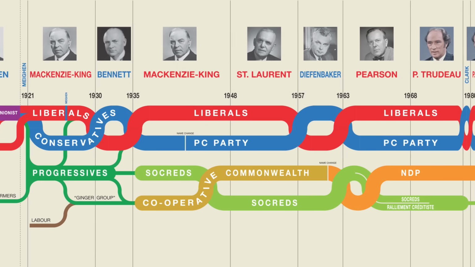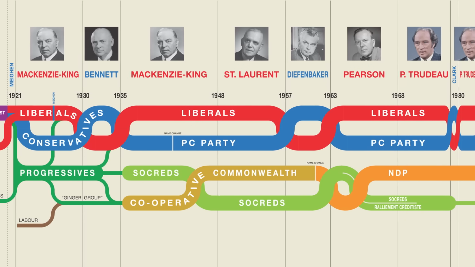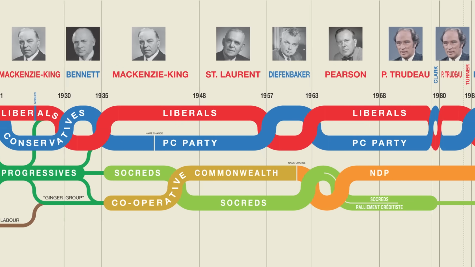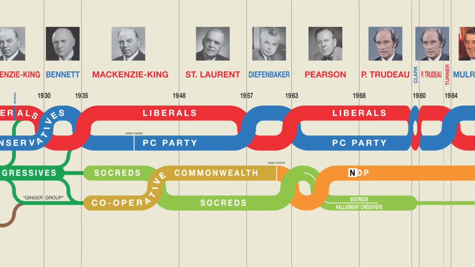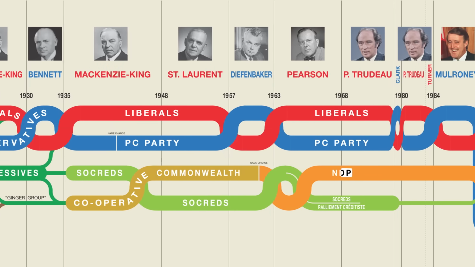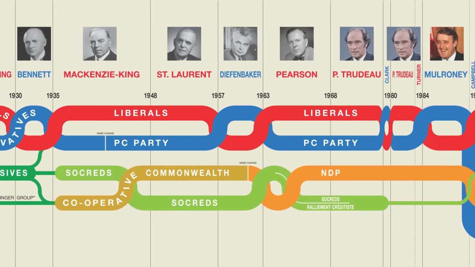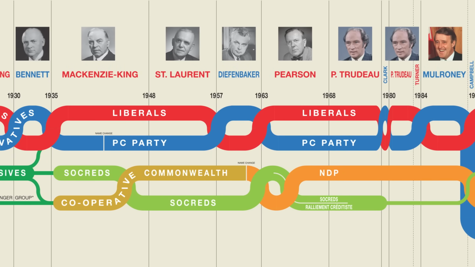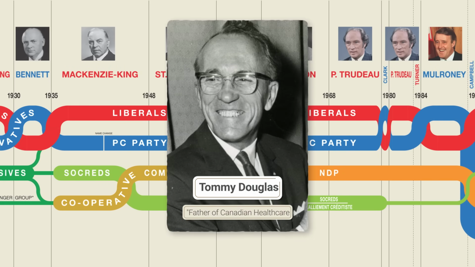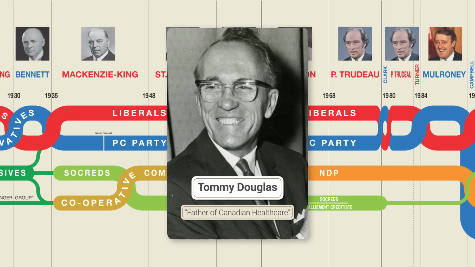Another big change occurred in 1961 when the CCF was dissolved and replaced by the NDP, which stands for the New Democratic Party. To this day, they use the color orange. Their first leader was Tommy Douglas, the most famous Canadian politician to never actually serve as Prime Minister. The reason why he's so famous and well-liked is because he helped to introduce free healthcare to all of Canada.